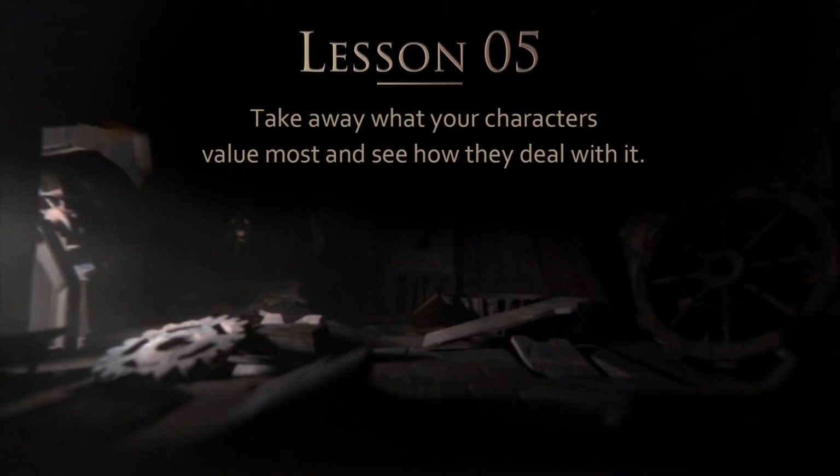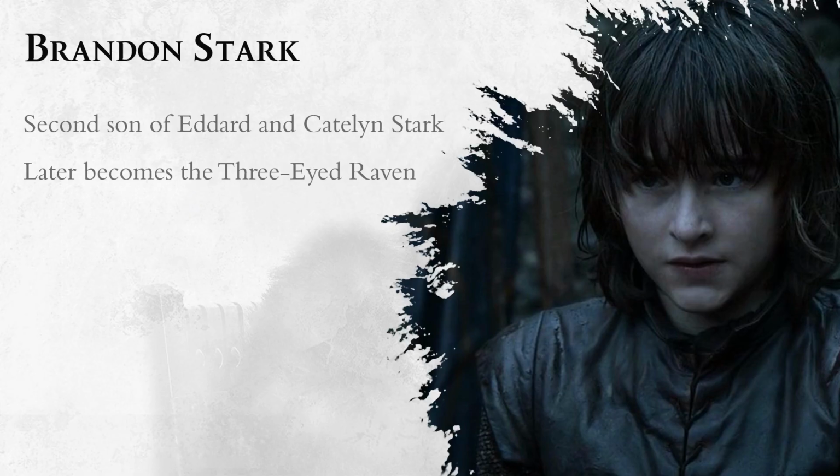Related to character development is what happens to your characters and in what way that enables and even enforces the development they're going through. So lesson number 5 is take away what your characters value most and see how they deal with it. Both the books and the show are very good at putting characters through their personal hell, basically making them suffer in ways that are tailored to their personality. And to give you an example of this, we can take a look at the story of Brandon Stark, who is the second son of Eddard and Catelyn Stark, and later becomes the Three-Eyed Raven, some sort of magical creature that is able to look into the past and future of Westeros.